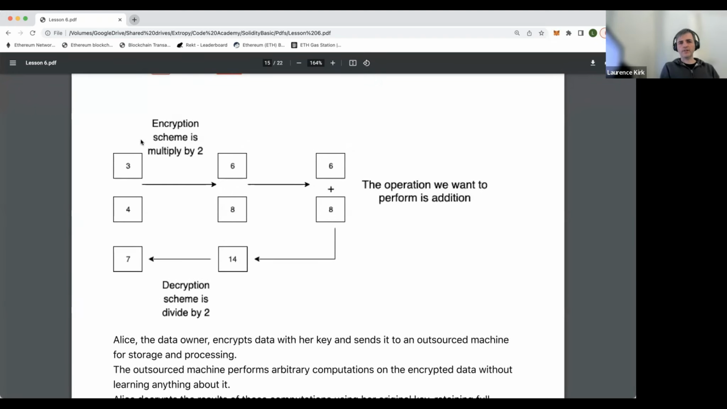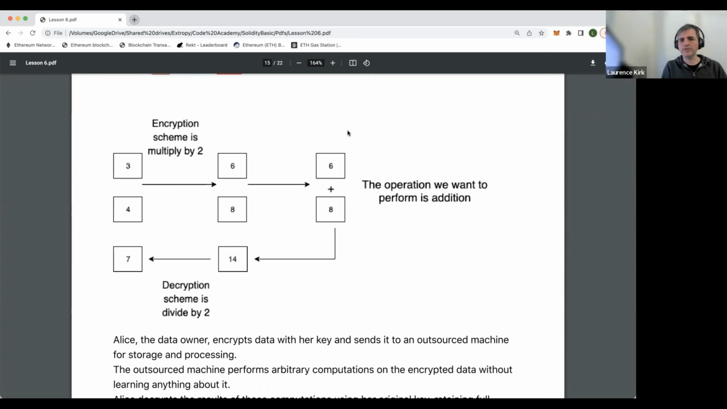If we imagine our encryption scheme is to multiply a number by 2. So we can start off with two numbers, 3 and 4, and we want to perform an operation on these numbers, which is the operation addition. But we're going to send these off for somebody else to do. So first of all, we encrypt our numbers by multiplying them by 2. So we get 6 and 8.